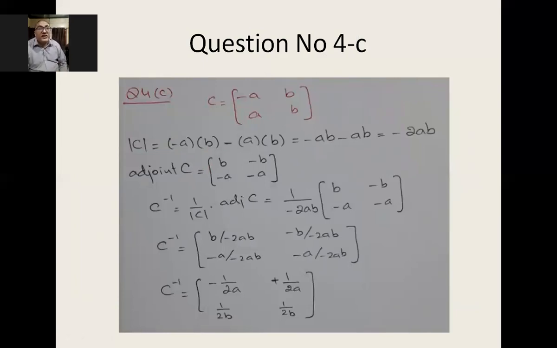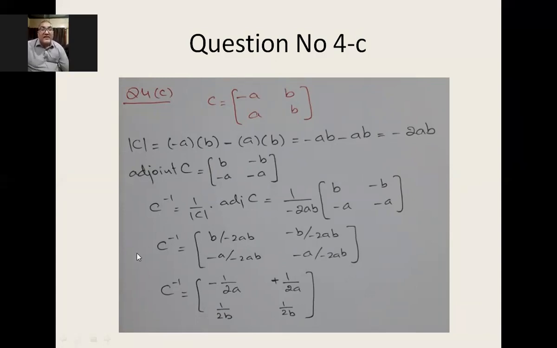So question number C is, here we have minus A, B, A, and B. So the determinant of this C will be, I will multiply these two with each other. So minus A multiply B, minus, I will multiply these two members. Okay. So now you will have minus 2AB. Then I will find the adjoint of this matrix C. For adjoint, I will change the location of these two points. The B will come here and A will be here. And I will change the sign of these two members. Okay. So it will be B, minus A, minus A.